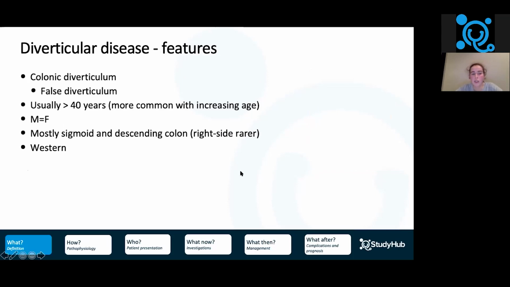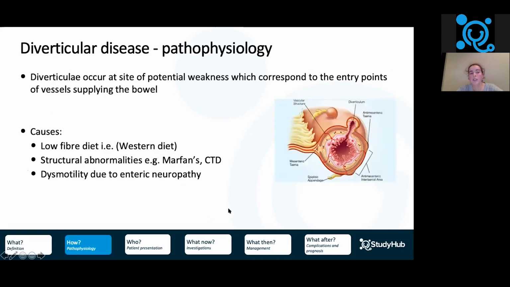In terms of features, we've said it's a false diverticulum. It becomes more common with increasing age, and it usually affects the sigmoid and descending colon. It can happen on the right, but that's more rare. In terms of the pathophysiology, the diverticulae occur at potential sites of weakness in the bowel, which correspond to entry points of vessels supplying the bowel. If you get erosion into a nearby vessel, that's why you would have bleeding with diverticular disease. The most common cause is a low fibre diet, but other causes can be structural abnormalities, such as connective tissue disorders, and also dysmotility.